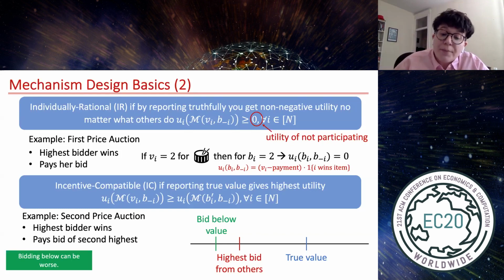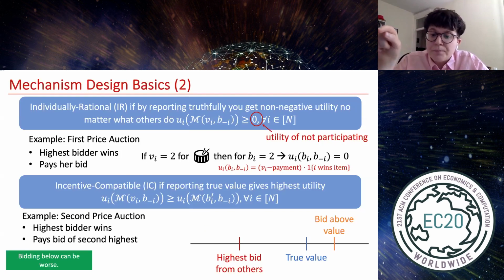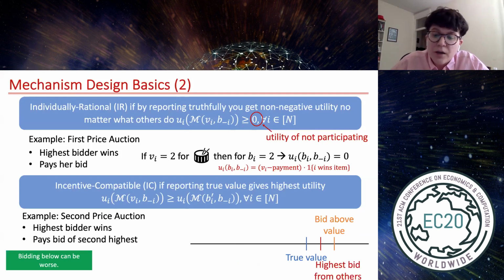So let's now see what happens if you bid above your value. If you bid above your value and you were winning the item because the second highest bid is way below, then you still win the item, but you pay exactly the same amount of money as you were paying before. So your utility remains unchanged.